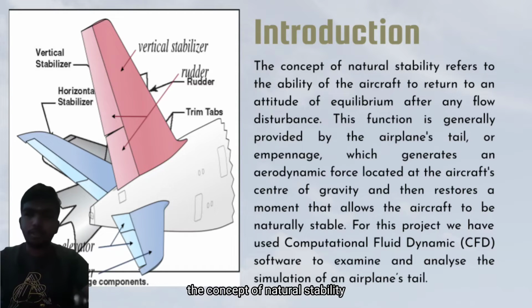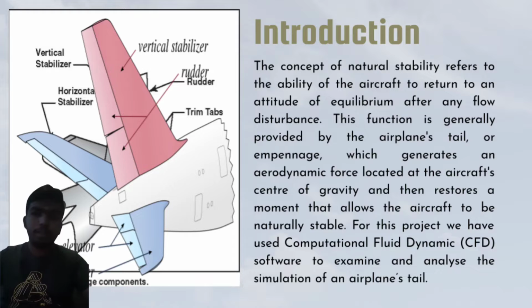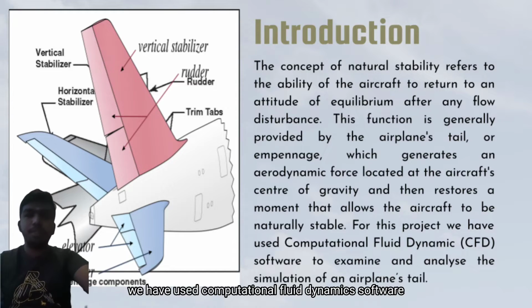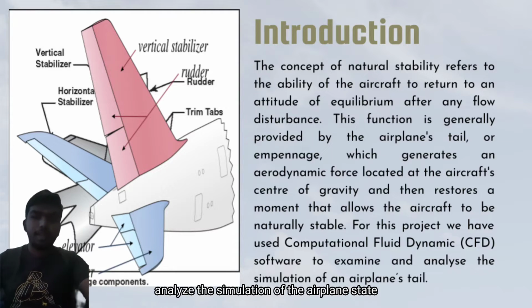Introduction. The concept of natural stability refers to the ability of an aircraft to return to equilibrium state. This function is generally provided by the airplane's tail or empennage, which generates an aerodynamic force located at the aircraft's center of gravity and then restores a moment that allows the aircraft to be naturally stable. For this project, we have used computational fluid dynamics software to examine and analyze the simulation of the airplane's tail.